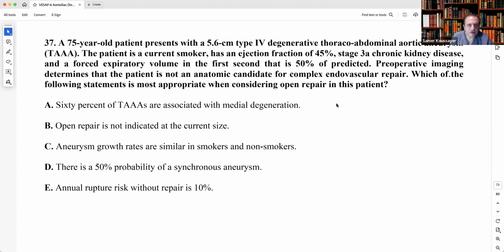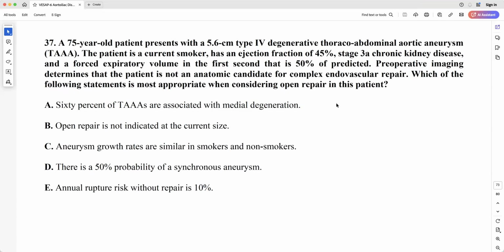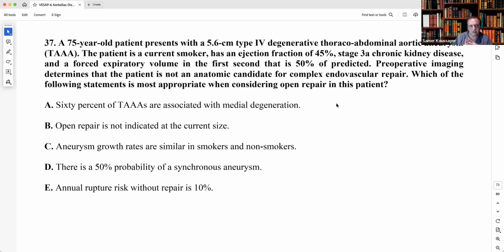Okay, well, let's go one by one first. He's 75, it's a 5.6 type 4 degenerative thoracoabdominal aortic aneurysm. So we're not talking about mycotic, we're not talking about saccular aneurysm. We're talking about a regular aneurysm, 5.6 type 4. The problem, he has a lower ejection fraction, 45. It's not bad, it's a bit lower. And the chronic renal disease, and the lung problems. So you have 3 organs damaged: heart, lung, and kidneys. And he's not a candidate for endo, so you have to do an open. So would you do open in this guy? 5.6.